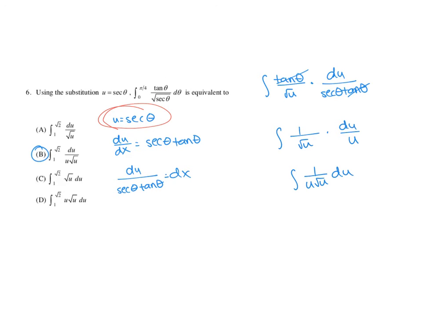The last thing that we have to do is rewrite the 0 and the pi over 4. When theta is 0, secant 0, secant is 1 over cosine, so it's 1 over 1, so I get 1. Secant of pi over 4: cosine of pi over 4 is root 2 over 2. We flip that upside down as 2 over root 2, which is just root 2.